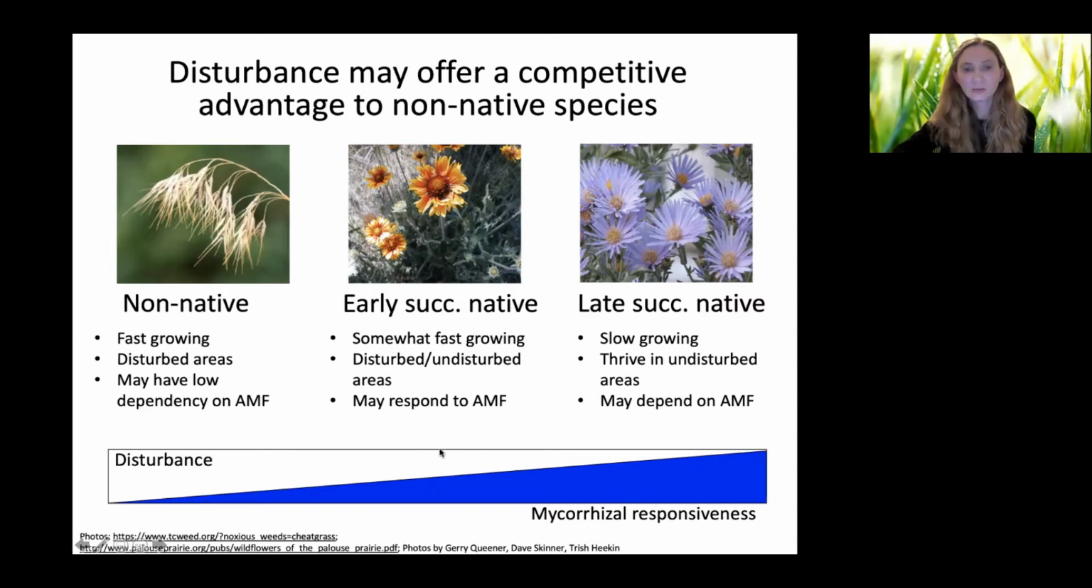So they may have an intermediate response to mycorrhizal fungi. And then these late successional native plant species tend to be slow growing. They thrive in undisturbed environments, and they may have a strong dependence on mycorrhizal fungi. And so with several different restorations that I've worked with and in talking with people, sometimes people will add seed for 20, 30 years, and there are still some plant species that are really, really hard to get reestablished. And some of these late successional native plant species are found really only in undisturbed environments.